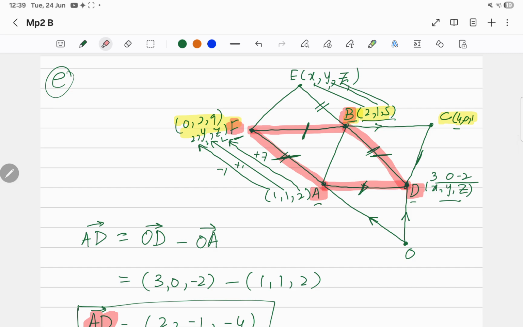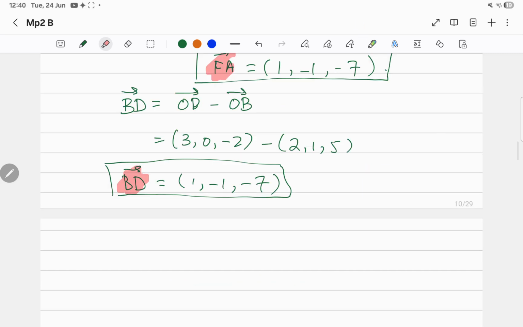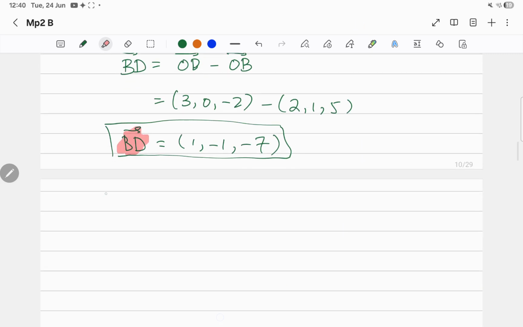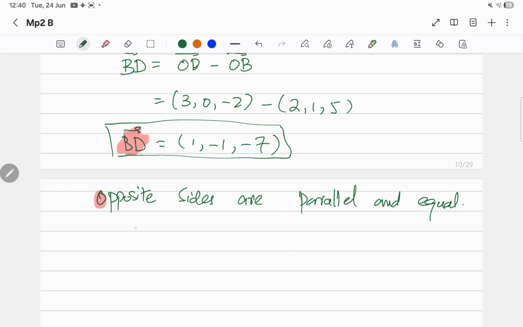So hence FBDA is a parallelogram. So we can say the opposite sides are parallel and equal. So this implies ADBF is a parallelogram.